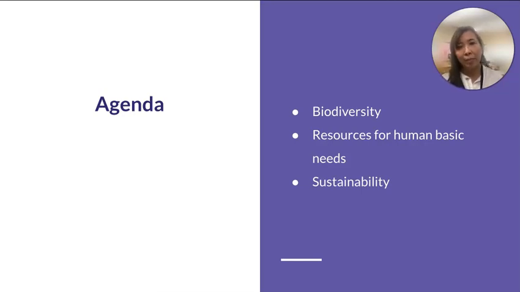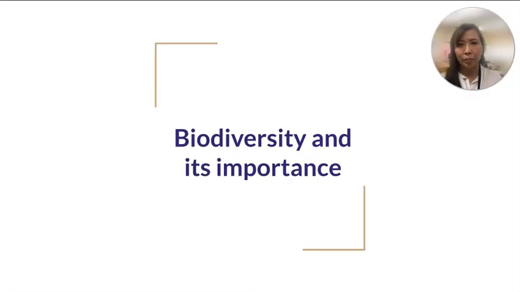And also, what sort of resources do we need from Earth for our basic human needs? And lastly, because we do need these resources and we want them not only for our present selves, but for future generations, what can we do to be sustainable? So let's first look at biodiversity. And why is biodiversity important?